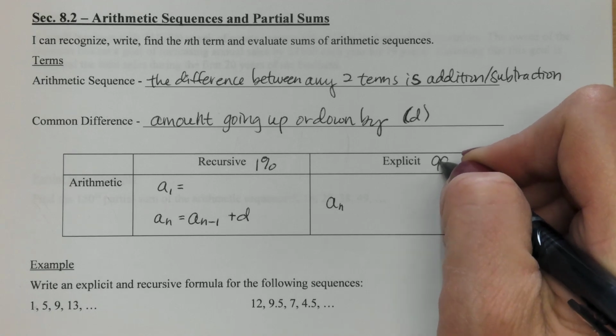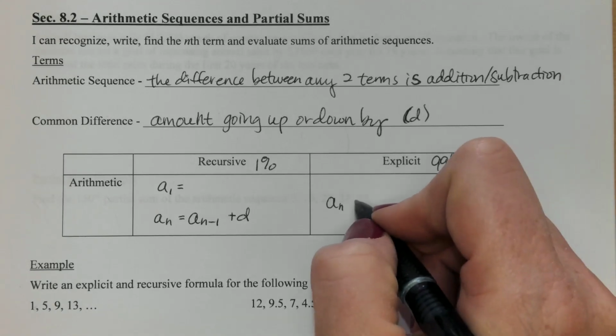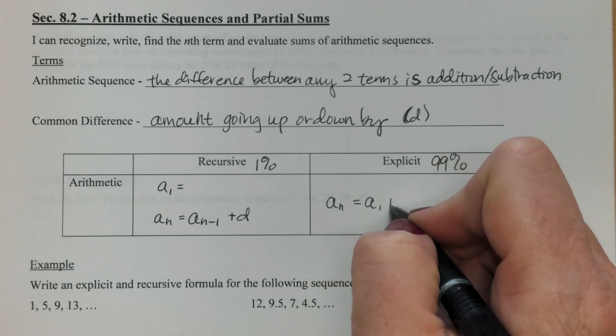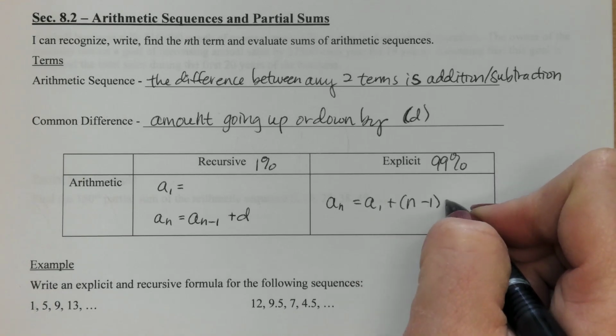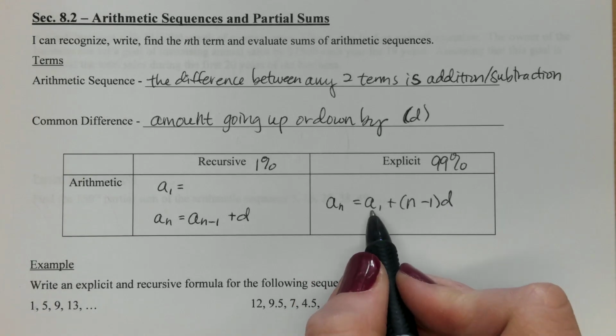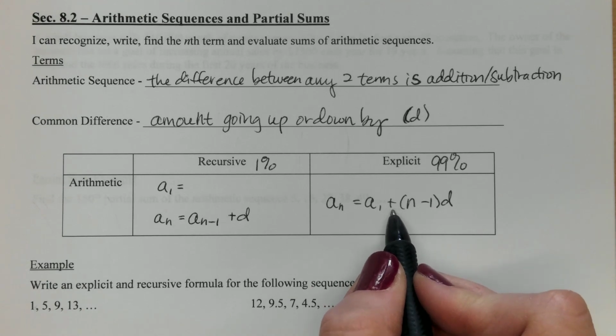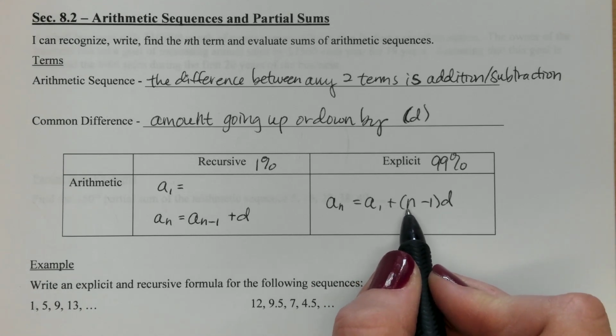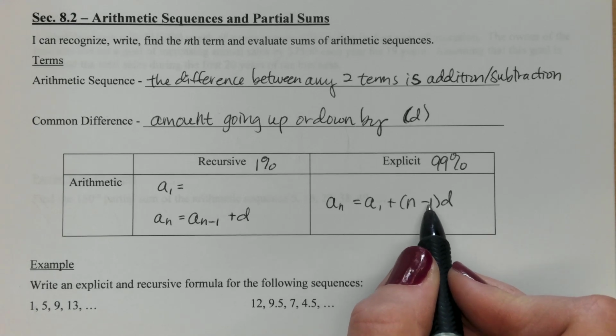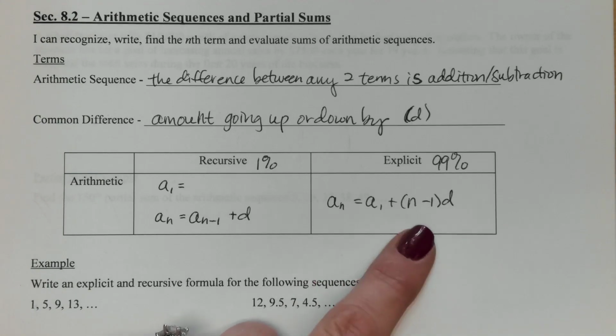The explicit formula, those are nice. We use those 99% of the time because they can help us find any term whenever we want it. So if I want the 10th term, I just get to plug in a 10, and I've got the 10th term. So this formula starts out with first term plus n minus 1, and n is just the term that you want. So if we want the 10th term, we just plug a 10 in there, 10 minus 1. And then D is your common difference. So that's the explicit formula.